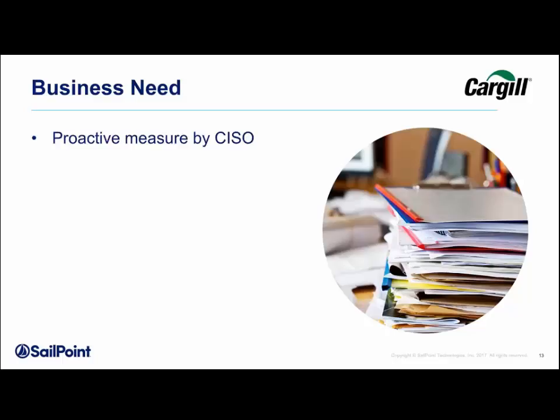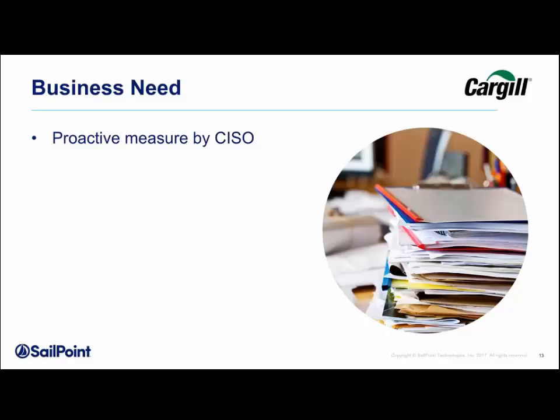Recently, or about 18 months ago, the CISO came to us and wanted to get a better understanding of our unstructured data position in Cargill. We know, based on operational metrics, that we do have some challenges with people having the wrong access, and we needed a way to address it.